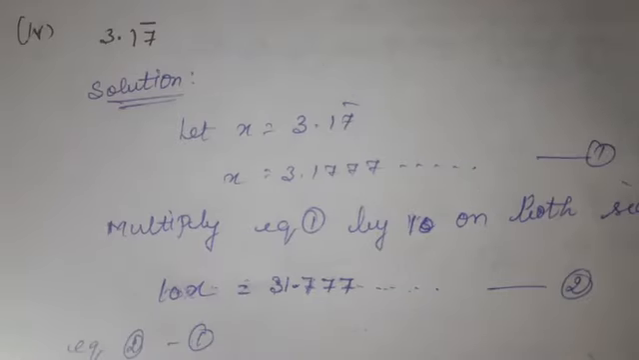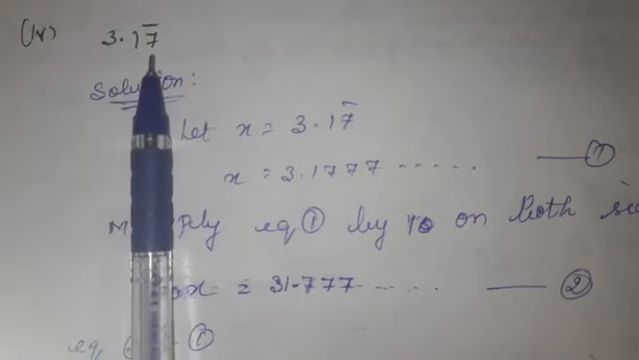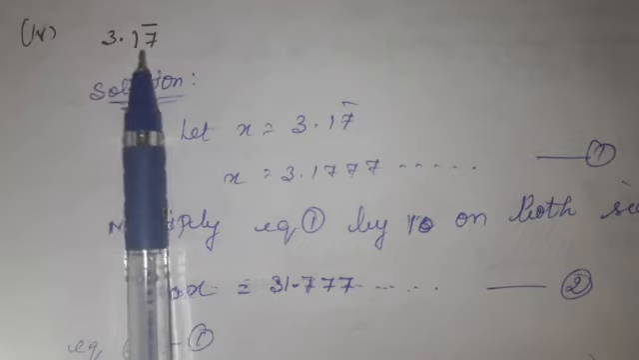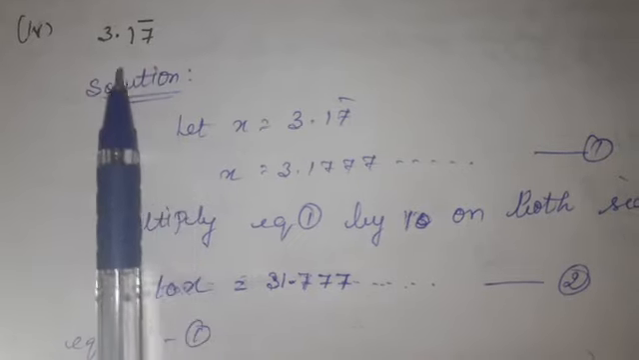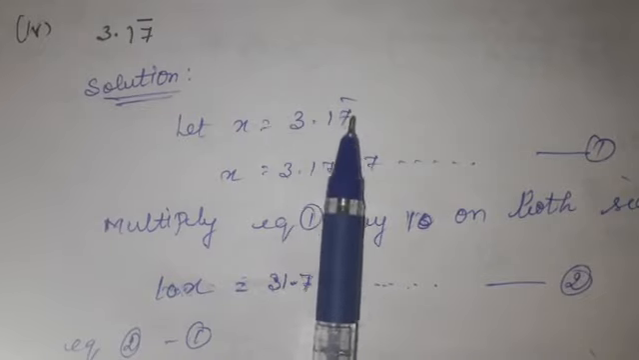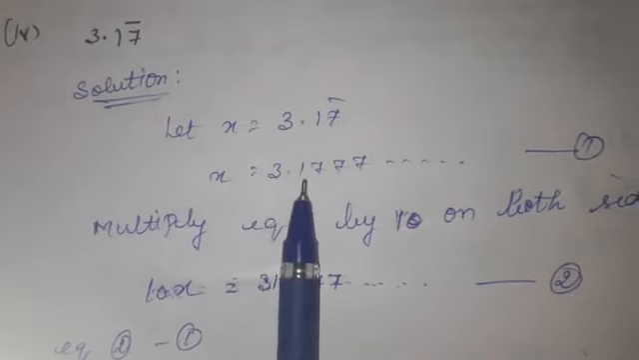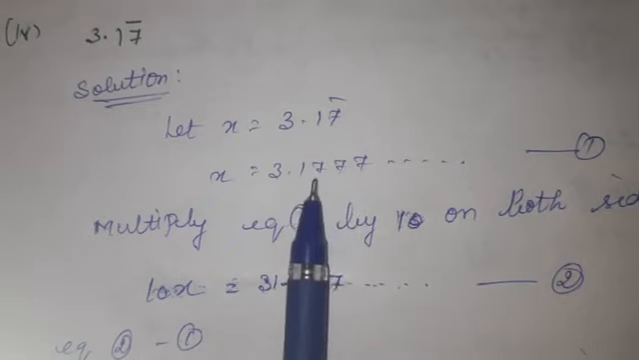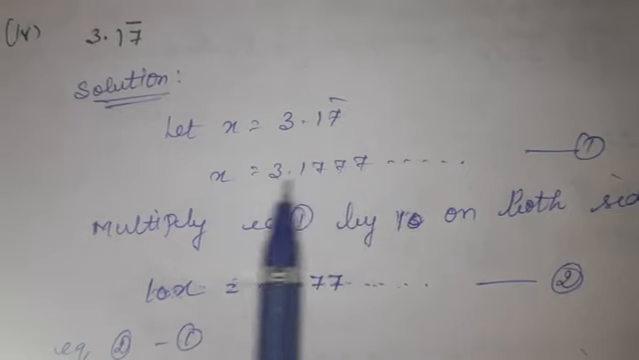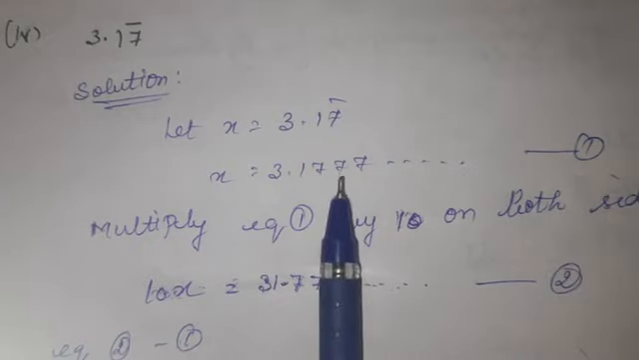Fourth question. 3.17 bar, for only 7, not 1. Okay, so bar for only 7. Solution: the given question, I am taking as x is equal to 3.17 bar. X is equal to 3.1 bar for only 7. So I am writing 777 etc. You should mark that one as equation 1.